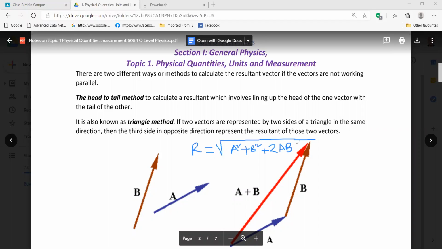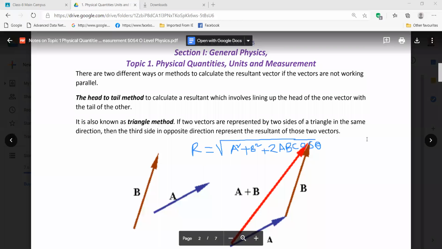Cos theta. Can you see it? Is it visible to you? Cos theta, and theta is the angle between A and B. If you are given two vectors A and B, then you can calculate the resultant equals root over a square plus b square plus 2ab cos theta.